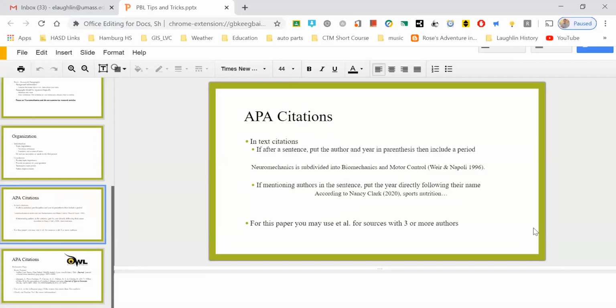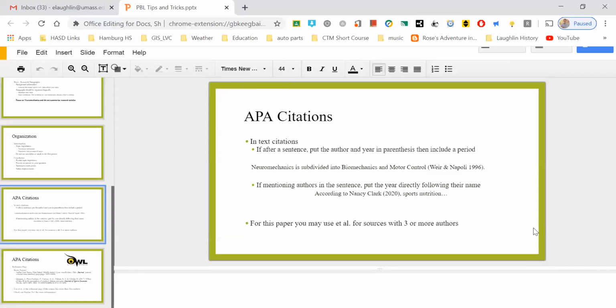But if you're mentioning the author in a sentence without putting their name in parentheses, make sure that you include the year directly after their name, just so that you also let the reader know that you are citing someone and citing a specific source from that person.